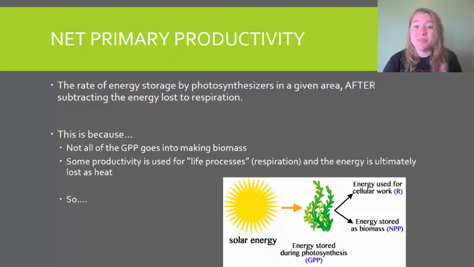So you're going to have to be able to calculate net primary productivity and gross primary productivity. And it's really not that hard. We use simple subtraction. So net primary productivity is equal to gross primary productivity minus respiration. You do need to know this calculation.